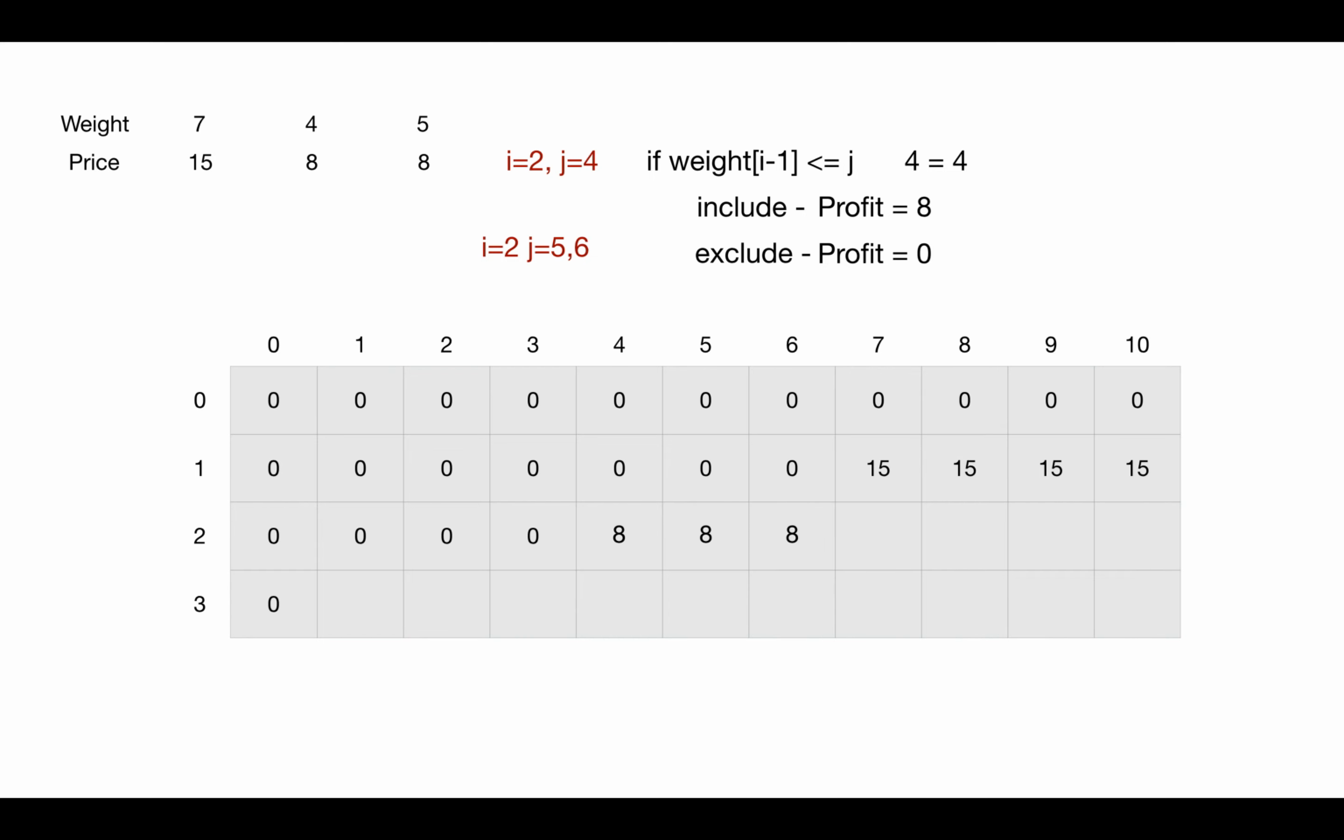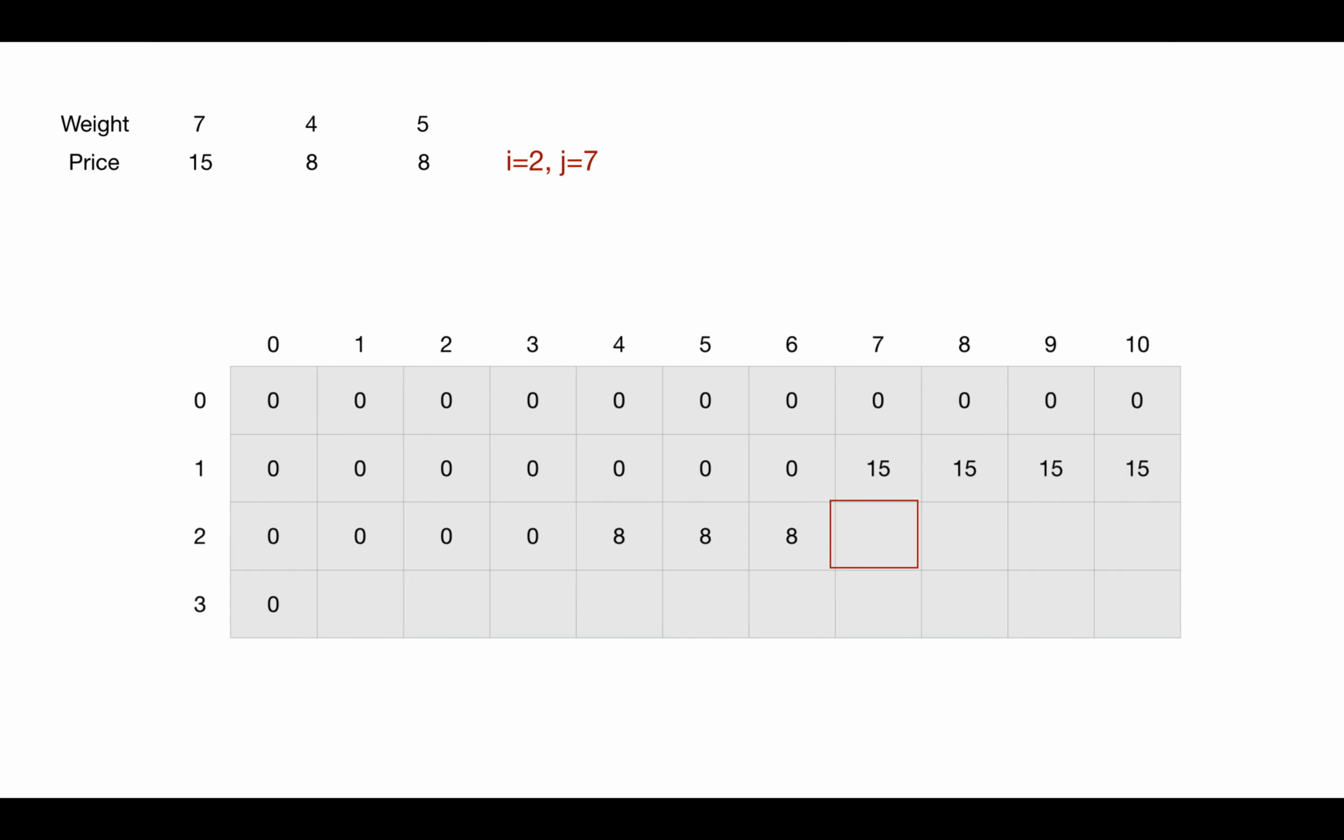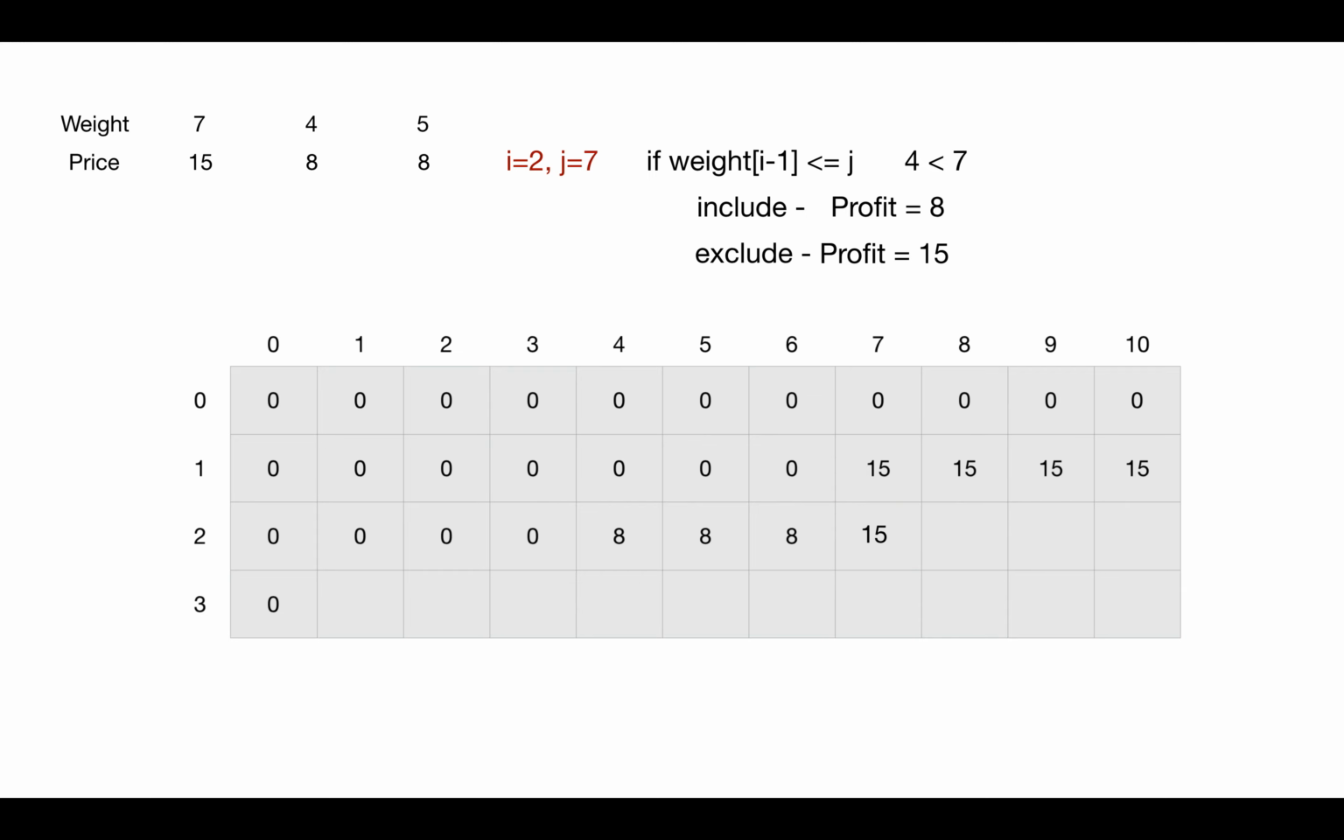And for j equals 7, it checks for the profit. When we include the second item, it is 8. And when we exclude it, we check the profit for the remaining items with capacity 7, and that profit for 1, 7 is 15. So clearly here the profit 15 is maximum. That means in a bag of capacity 7, if we exclude this item and go with the previous profit, we get the maximum profit. So we update 15 here. And again, the same will happen for capacity 8, 9 and 10. Maximum profit will be 15.